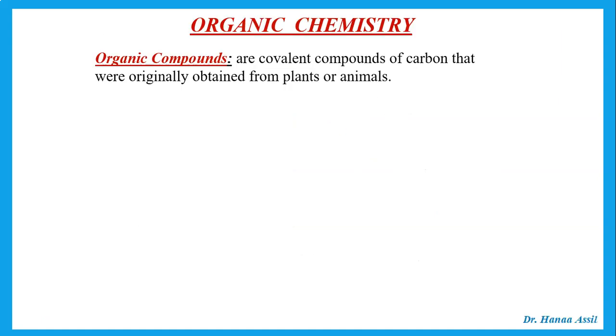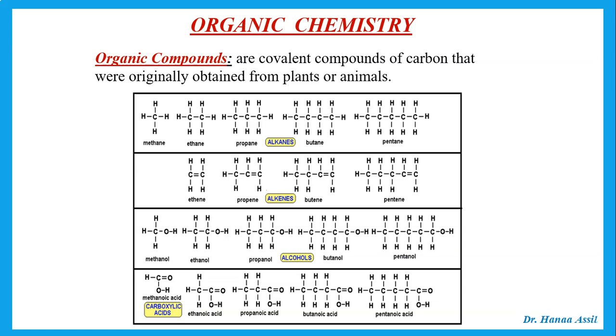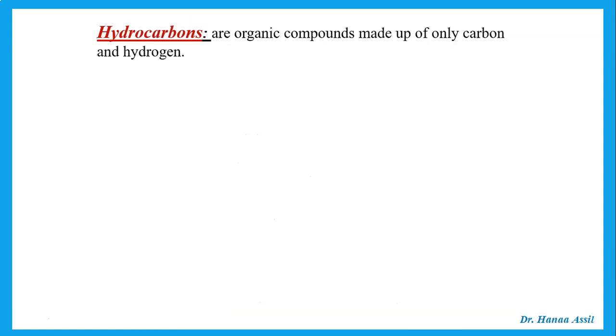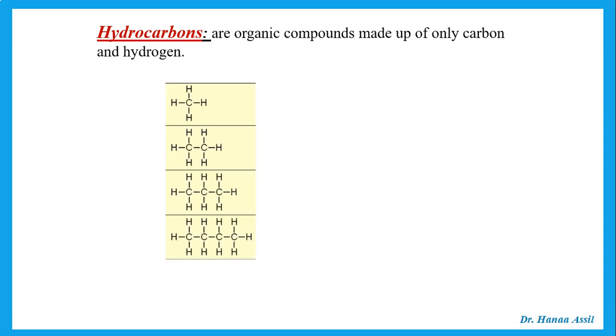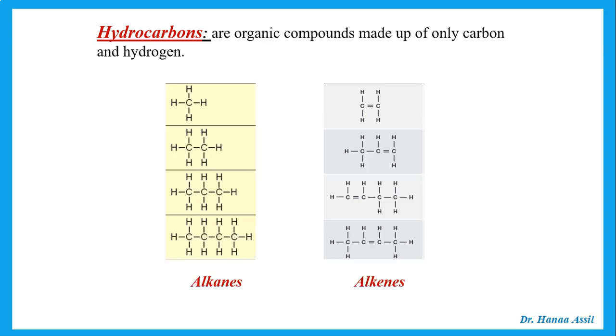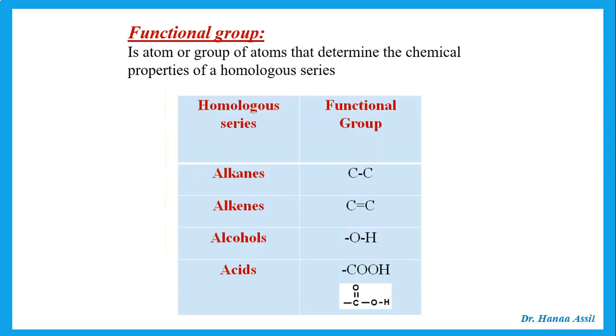So, you should know that organic compounds are covalent compounds of carbon that were originally obtained from plants and animals. So the core talks about alkanes, alkenes, alcohols, and carboxylic acids. For the extended syllabus, we also have esters. What's a hydrocarbon? Hydrocarbons are organic compounds made up of only carbon and hydrogen. So this includes alkanes and alkenes. They have only carbon and hydrogen, so they are hydrocarbons.